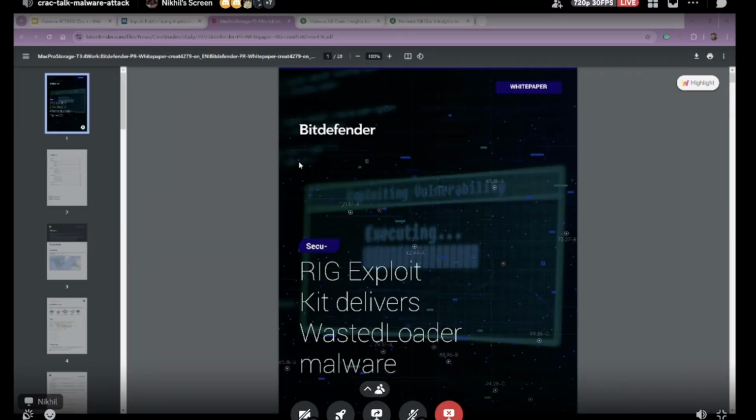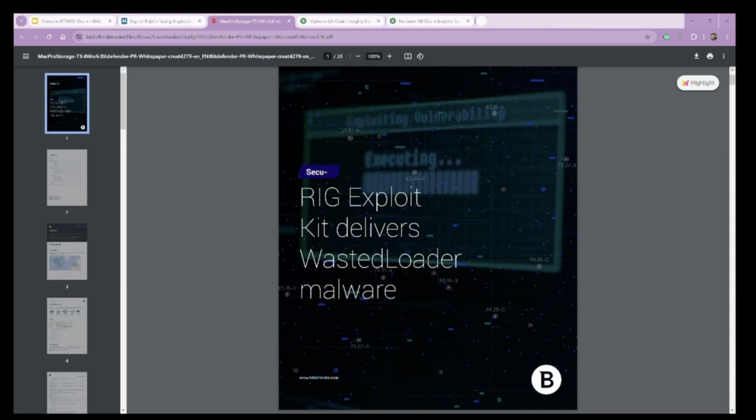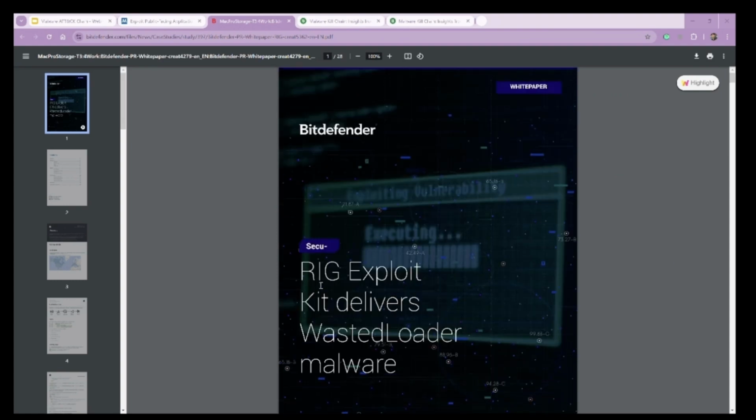So in this one, we have a malware category called exploit kits, and the malware family is called RIG. So RIG is the malware family name. Exploit kit is the malware class or malware category.